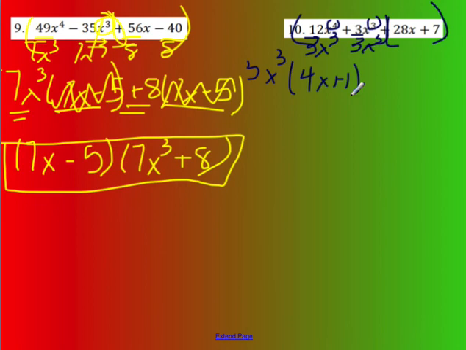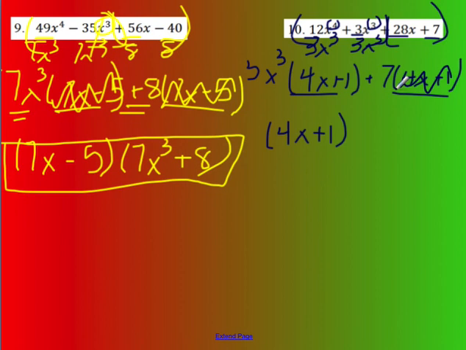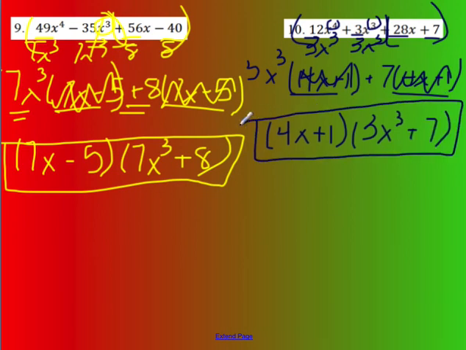Taking a look at my second group, between 28 and 7, I can take out a 7. And then I'm left with 4x plus 1 when I take out a 7. So 4x plus 1 and 4x plus 1. The leftovers are matching, so I'm going to factor them out. And then I'm going to write what's left after that, which is 3x cubed plus 7. So this right here is your final answer for number 10.